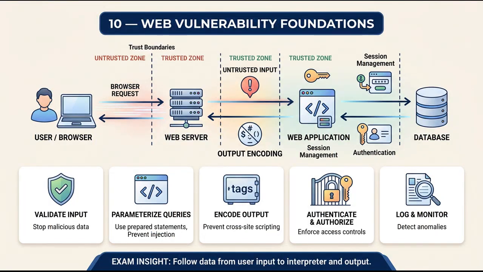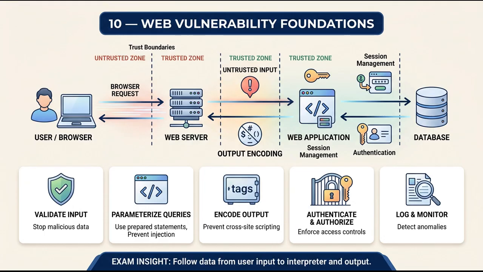Web vulnerability analysis starts by following data across trust boundaries. A browser sends a request to a web server. Application code processes parameters, cookies, headers, uploaded content, and identity state. The application may query a database, call another service, and generate output returned to the browser.